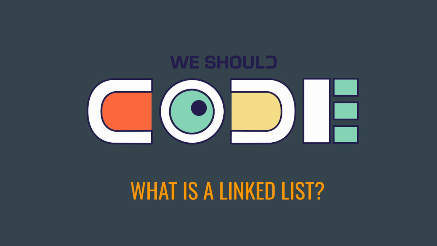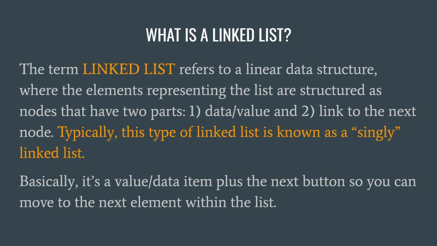A linked list. So what is a linked list? The term linked list refers to a linear data structure where the elements representing the list are structured as nodes that typically have two parts. One, a data or a value, and two, a link connecting to the next node. Typically, this type of linked list is known as a singly linked list, not to be confused with a doubly linked list, which we'll cover in another video.